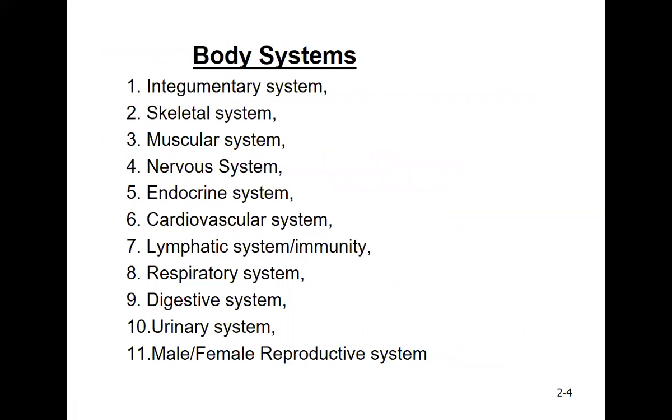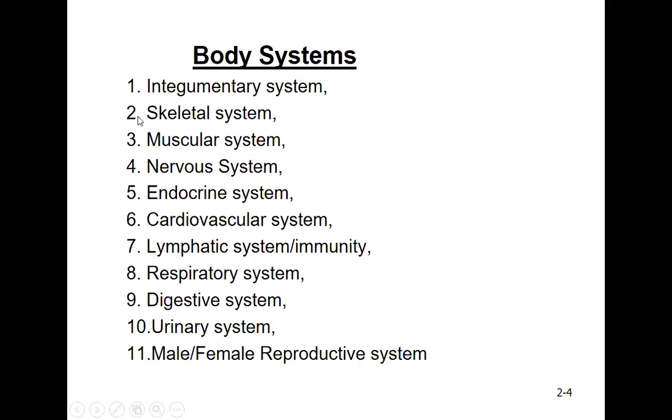Now going to all the systems in the body. How many systems are there? Around 11 to 12 systems. The first one is called the integumentary system. This is the skin, which involves the skin, the hair, and the sweat glands. The skin is said to be the largest organ in the body. Together with the hair, the sebaceous glands, and the sweat glands, they form one system called the integumentary system.